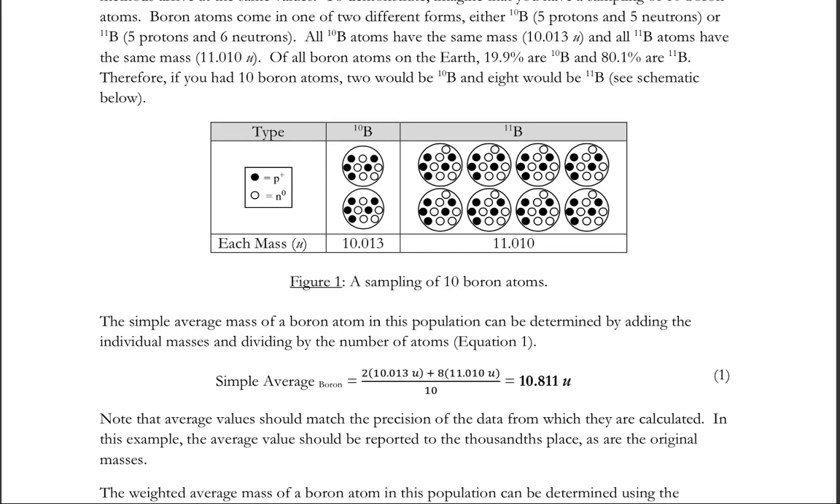So we can approximate that with 2 isotopes for boron 10 versus 8 isotopes for boron 11. A simple average would be to just add the masses, a simple mass average for boron. The ten isotopes together would be 10.013 plus 10.013, plus 11.010 eight times, divided by the total number, 10, which would give 10.811 u.